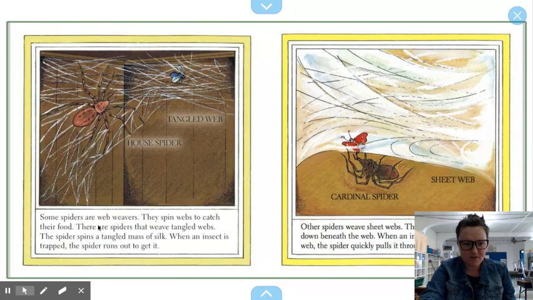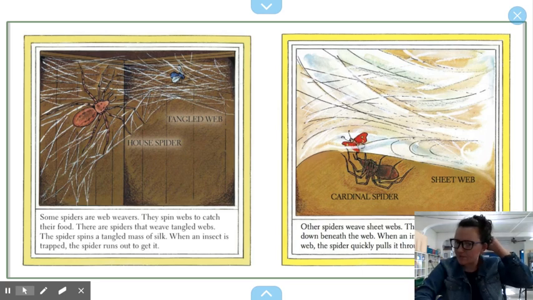Some spiders are web weavers. They spin webs to catch their food. There are spiders that weave tangled webs. The spider spins a tangled mass of silk. When an insect is trapped, the spider runs out to get it. So tangled means like it's all knotted up, right?